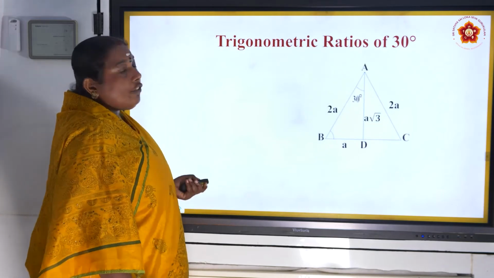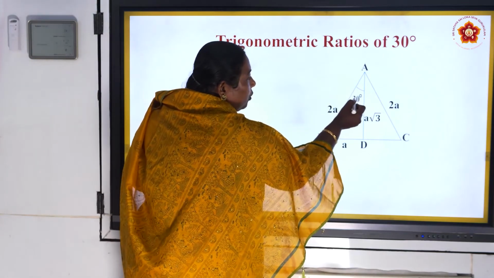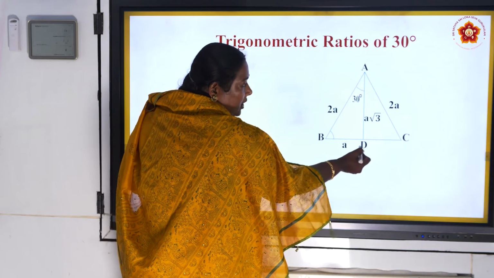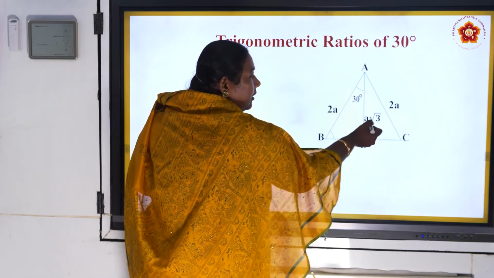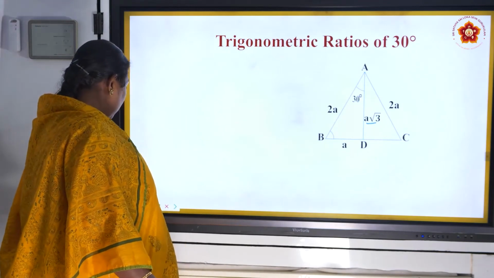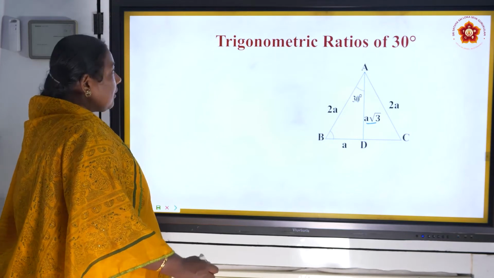Trigonometric ratios of 30 degrees. Now, here I am standing here, so who is my opposite side? That means BD is my opposite side. Who is my adjacent side? AD. That means A root 3. Okay, so let us see.